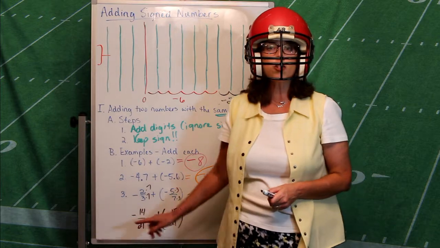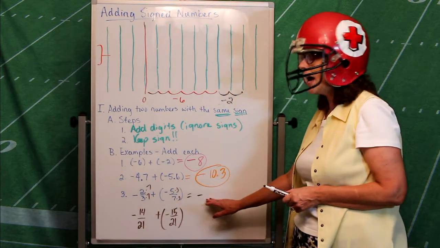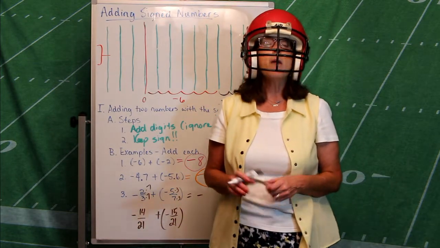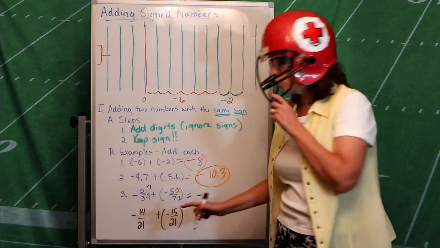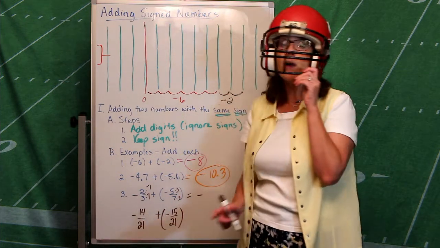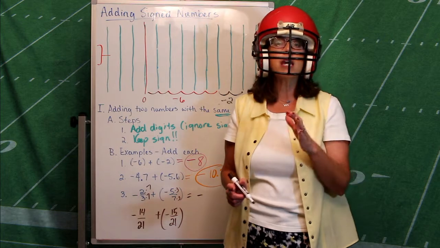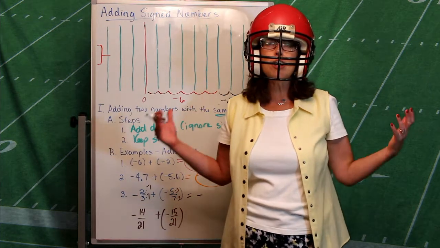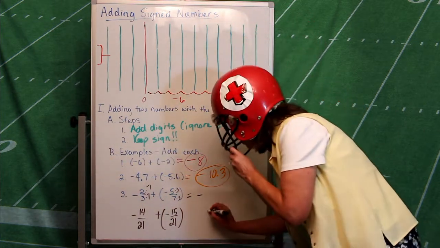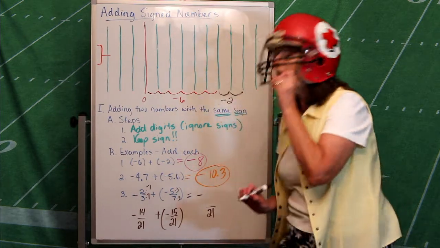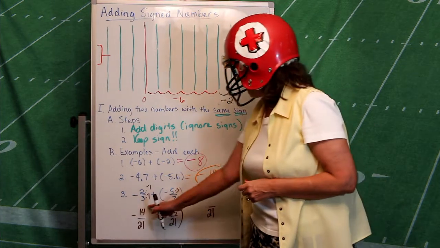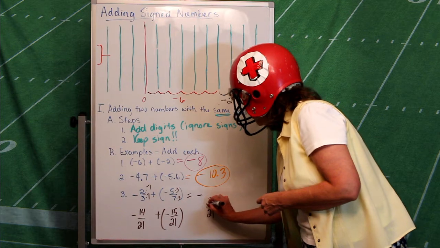Now again, the fact that they're both negative indicates that my sign on my answer is going to be a negative. But now in dealing with those digits, I do have the common denominators here. When you have a common denominator, you keep that denominator because you worked really hard to get it. So keep the denominator of 21 and add up those numerators. So a 14 plus a 15 will give me a 29.